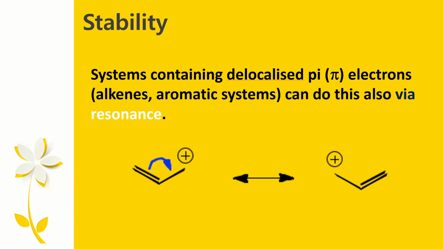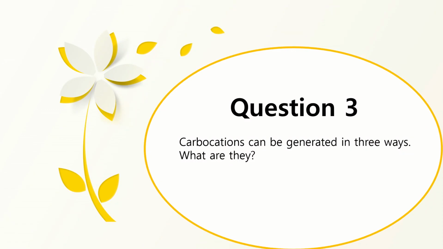So systems containing delocalized pi electrons, so alkenes, aromatics, as we have seen, can do this also via resonance, which we just spoke about, right? So that leads us now to question 3, which says carbocations can be generated in 3 ways. What are they? So try to recall, right?